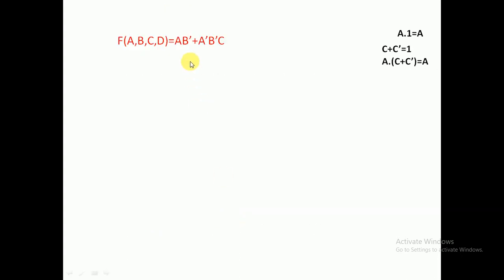Let us go to the next example. ab dash, there are 4 signals here. You must remember this is a different kind of problem. f of a, b, c, d, there are 4 terms.